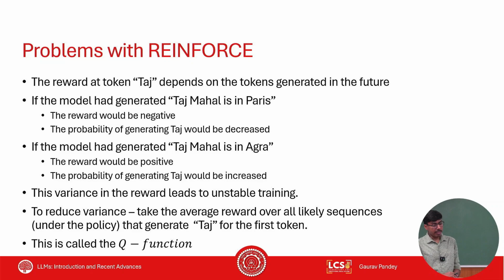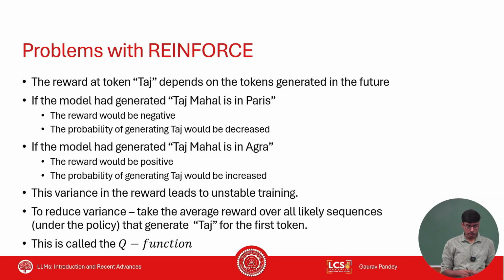So if the model had generated Taj Mahal is in Paris, the reward would be negative, and I would be decreasing the probability of every word, the word Taj, the word Mahal, every word, because the log probability of each token is getting multiplied by the reward. And if the model had generated Taj Mahal is in Agra, the reward would be positive, and you would be increasing the log probability of every token. And that is problematic, right? Because ultimately the generation of the token Taj is not highly dependent on the reward.